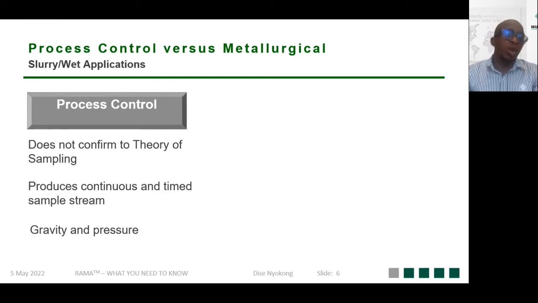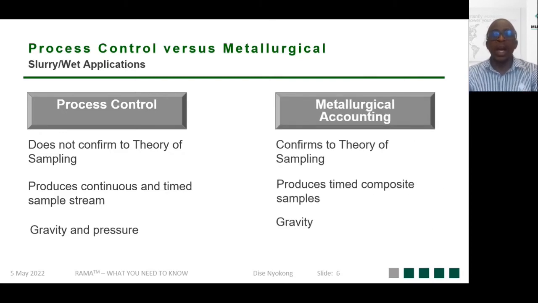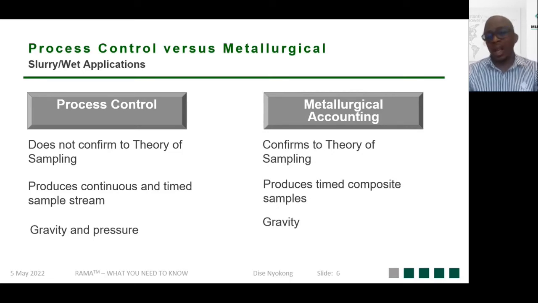But this would be using a process control sampler that does not comply to theory of sampling, and that normally happens under gravity and pressure, as I've shown in the previous slide. Now, when it comes to metallurgical accounting, the devices, or we can call them the samplers, that are used conform to theory of sampling. The main difference is that the samplers extract a sample right across the cross-sectional cut of the pipe, as opposed to when process control samplers are used, which take a sample from a part inside a pipe, for example.